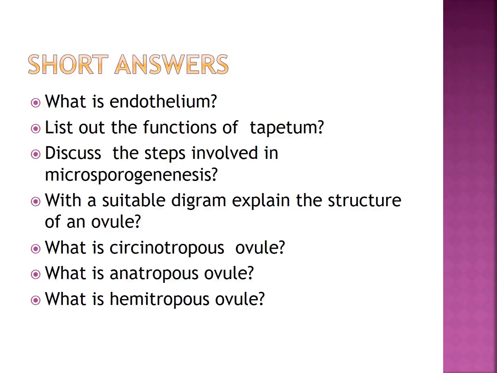Now, short answers. What is endothecium? List out the functions of tapetum. Discuss the steps involved in microsporogenesis, with a suitable diagram. Explain the structure of an ovule. What is a circinotropous ovule? What is an anatropous ovule? What is a hemitropous ovule?